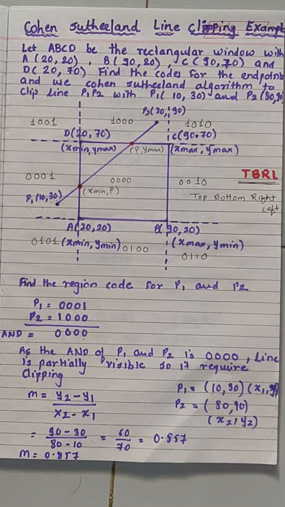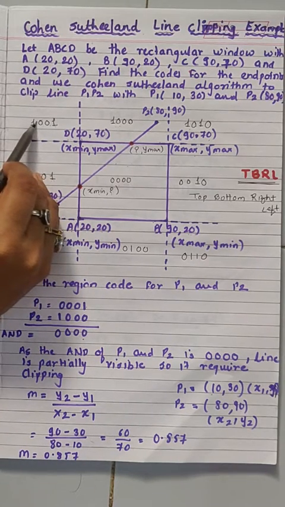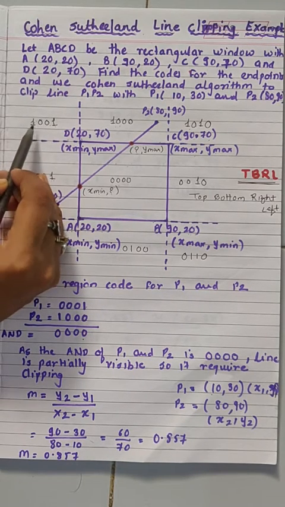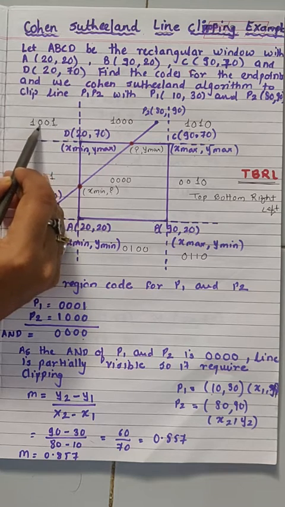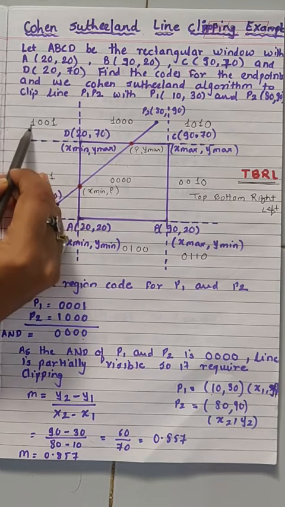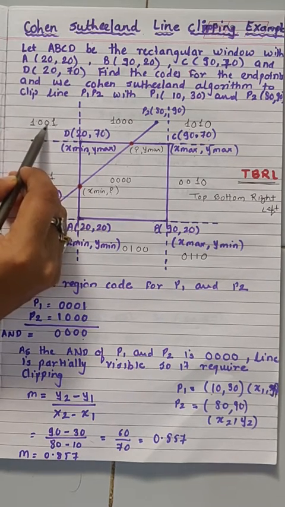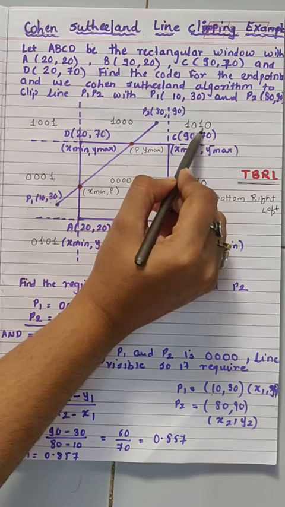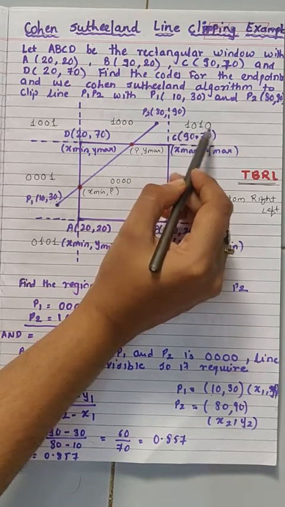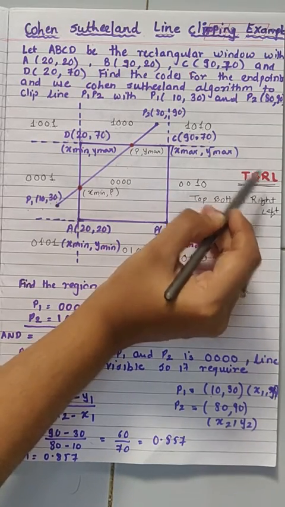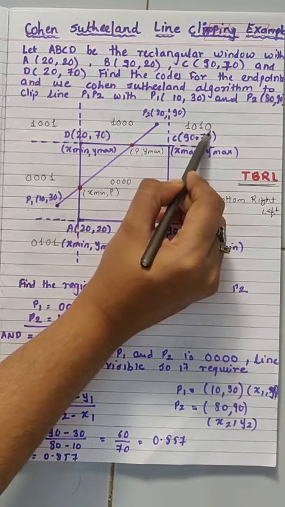For any region code, what technique are we going to use? That is TBRL. Suppose the point is over here, how are you going to give the region code? This is at top and left hand side, so you keep the top and left bits as 1 and the B and R bits as 0. So the top bit is set, B bit is reset, R bit is reset and L bit is set. Now if you consider this region code, it is on top and right hand side. So the top and right bits are set, and the bottom and left bits are reset.